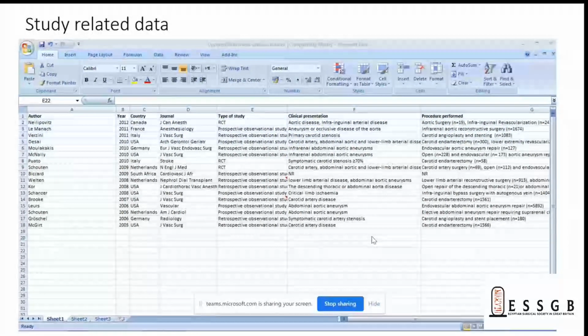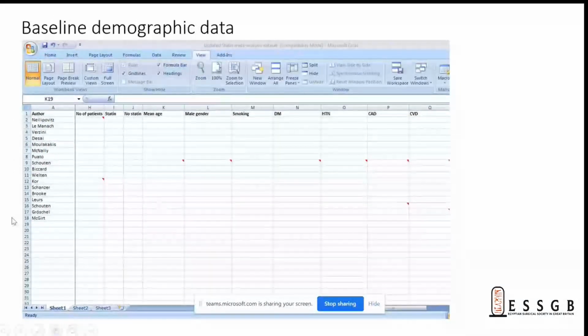You don't analyze them, you just demonstrate them by table. The second group are baseline and demographic data. For example, the same group of studies here, but there are some baseline characteristics that the patient population have in each study, that include age and gender, and also other comorbidities or factors relevant to the topic.